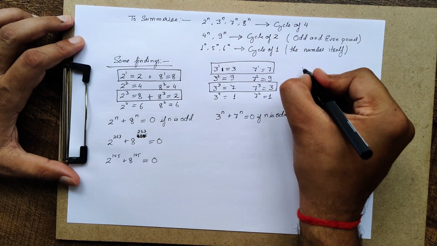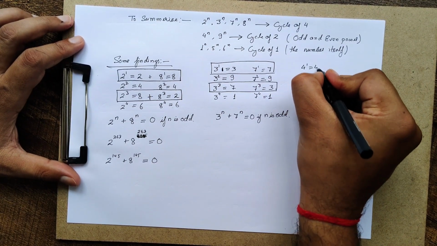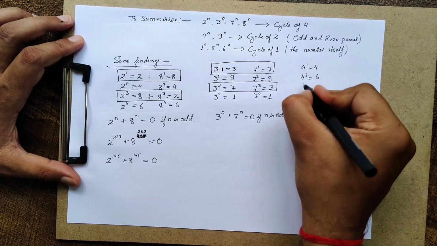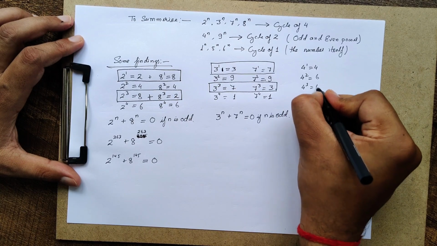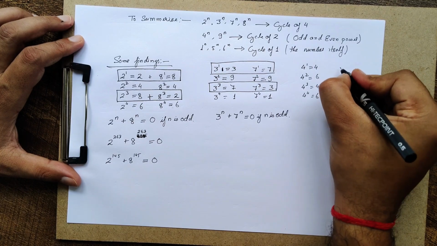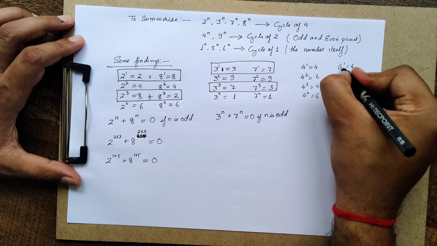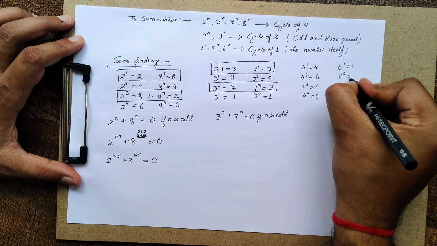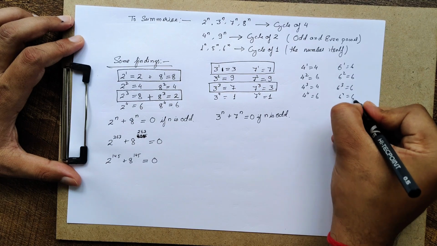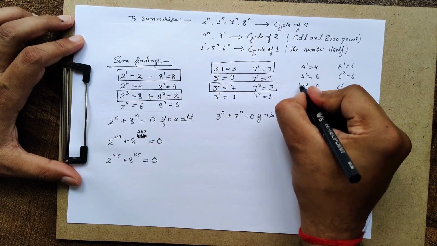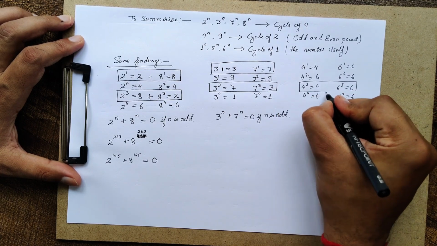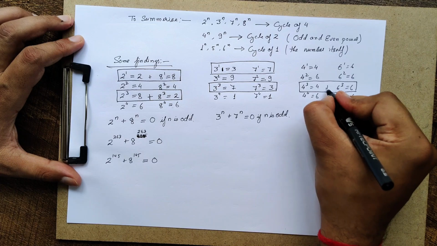Now let us see one more. 4 to power 1 is 4, 4 to power 2 is 6, 4 to power 3 is again 4, 4 to power 4 is again 6. Similarly, 6 to power 1 is 6, 6 to power 2 is again 6, 6 to power 3 is again 6, 6 to power 4 is again 6. If we see this, 4 to power 3 and 6 to power 3, we get 4 plus 6, which is 10.